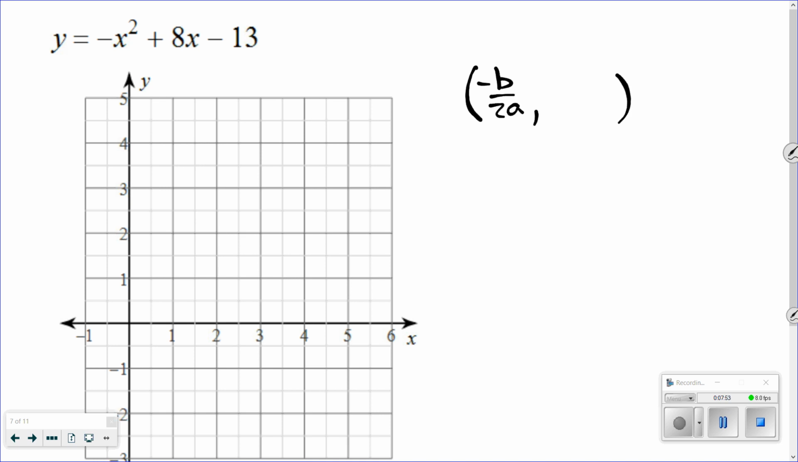Okay, decide what a and b are. So a is whatever's in front of there, which is a negative 1. So a is a negative 1, and then b is whatever's in front of the x. So there's our a and there's our b.